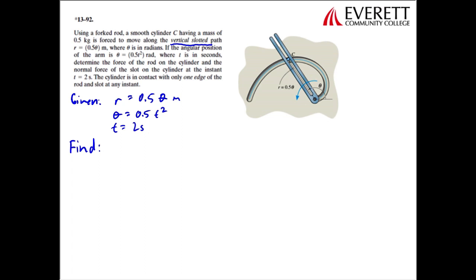it says determine the force of the rod on the cylinder. I'm just going to call that F. And it also says the normal force of the slot on the cylinder. So we're going to call that N. So F is going to be the force of the rod on the cylinder, that's the forked rod, and N is going to be the normal force of the slot on the cylinder.